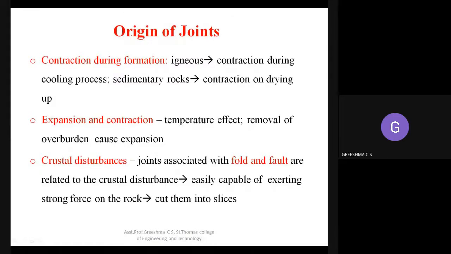The second one is due to expansion and contraction. We'll see you next class.